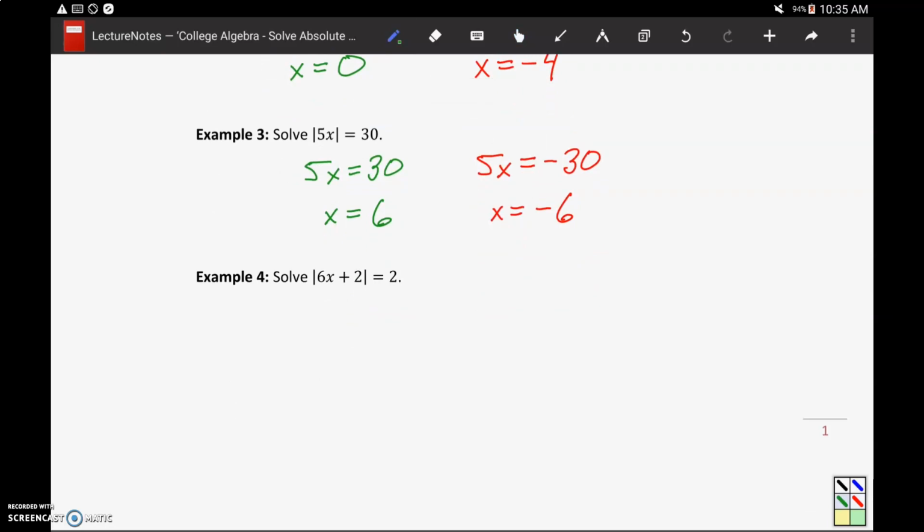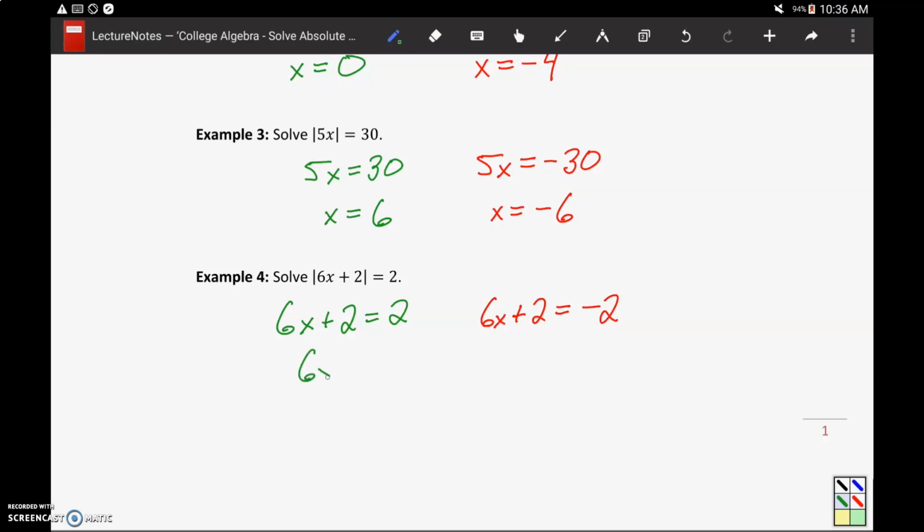In our last example, we'll approach things the same way. We'll just have a little bit more work ahead of us to solve each of these equations. So we'll write that equation set equal to 2 and set equal to negative 2, and then look at solving both.